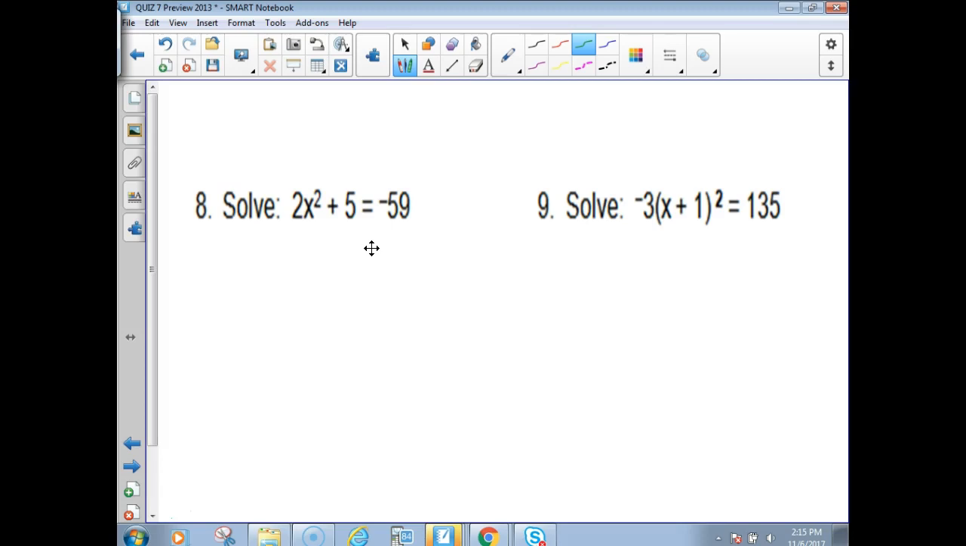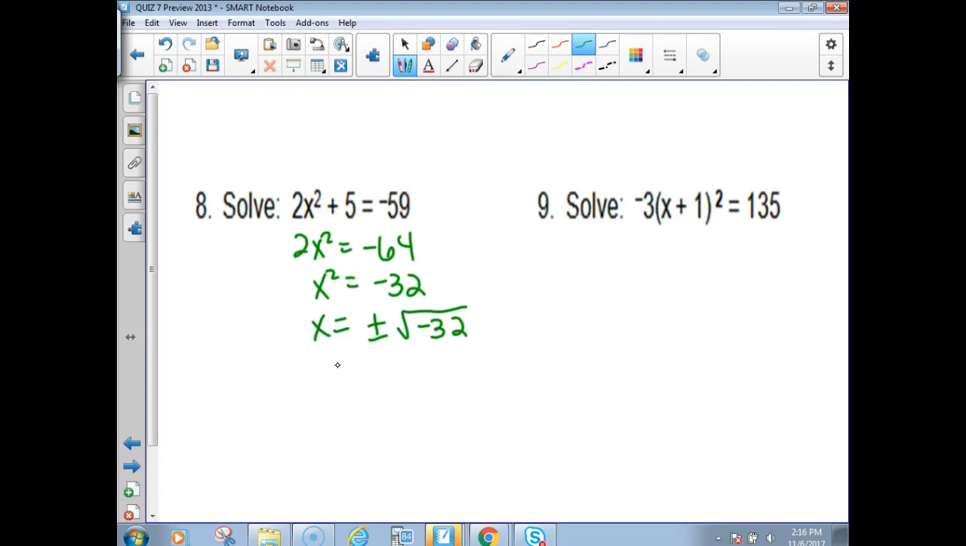Square root method. Yeah, why? Because you can quick subtract 5. Okay. That's what I would do. It didn't say what method. That's why I asked that question. Okay. And then I would divide by 2. And then I would take the square root. But don't forget, how many solutions? Yep, plus or minus the square root of -32.